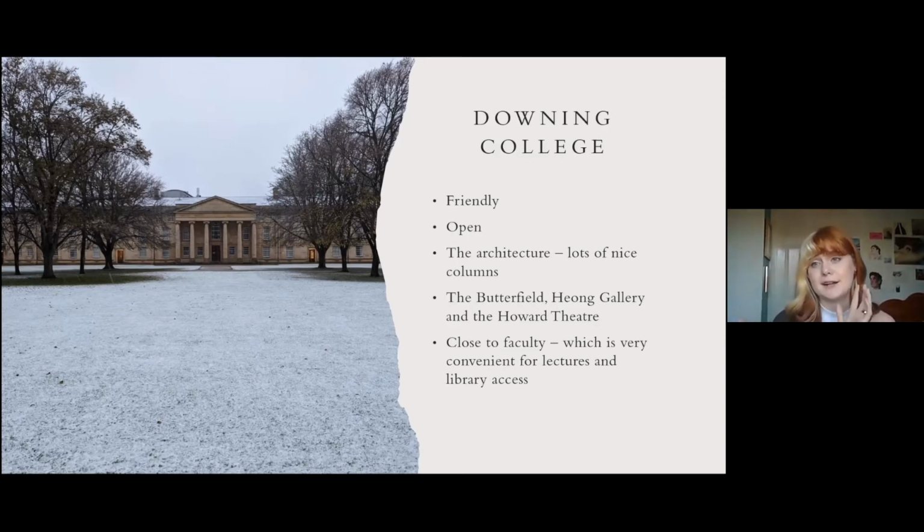The Heong Gallery, as Frank mentioned, is a really good resource to have right on your doorstep. It's our own personal gallery, once again open to the public, but it holds lots of exhibitions. And as students, as art historians, it's a really good resource to have because you also have the opportunity to work there if you wish, to get gallery experience, which is unique to us. And then again, just as a member of Downing's Dramatic Society, I thought it might be good to mention the Howard Theatre, which is a great place to experience live theatre right on your doorstep without having to really go anywhere.